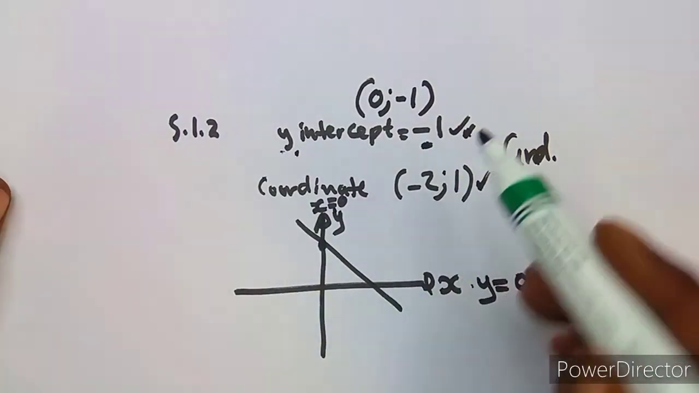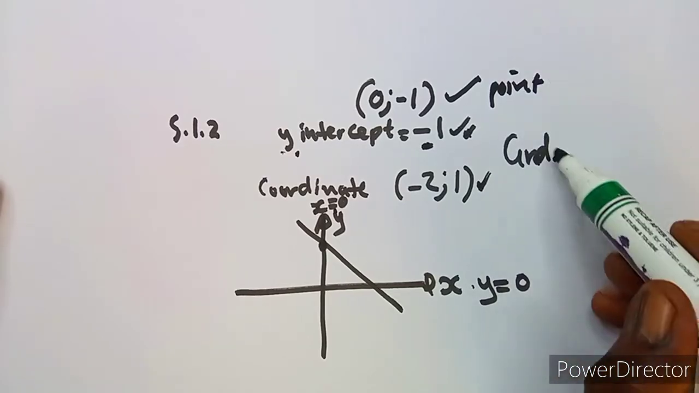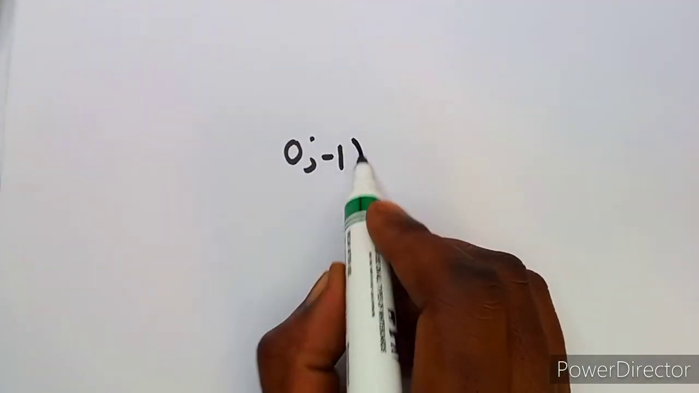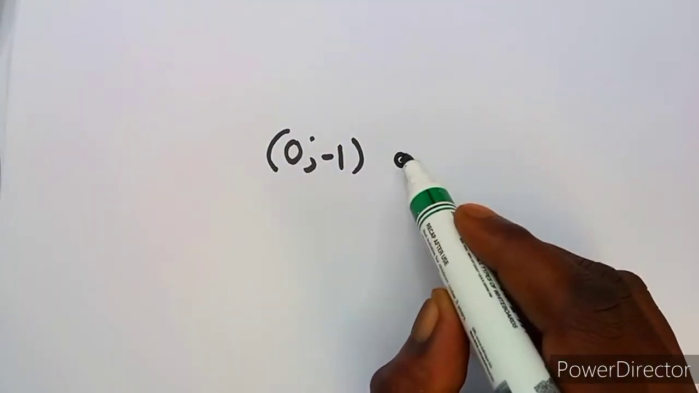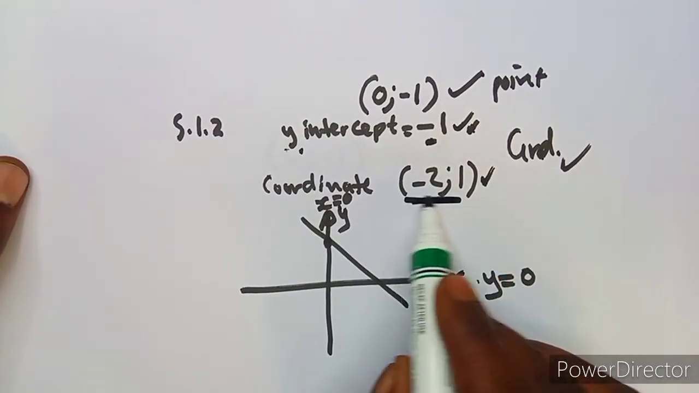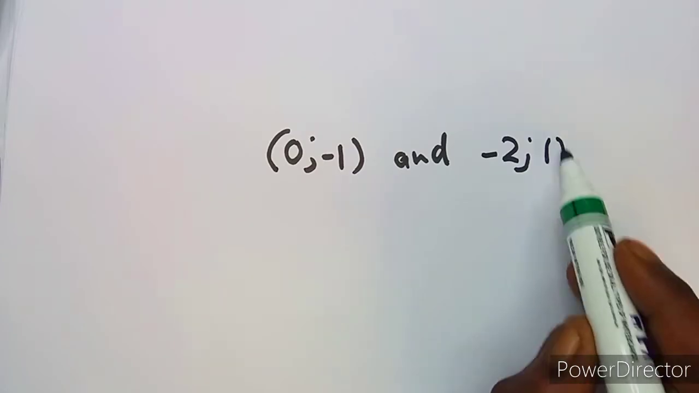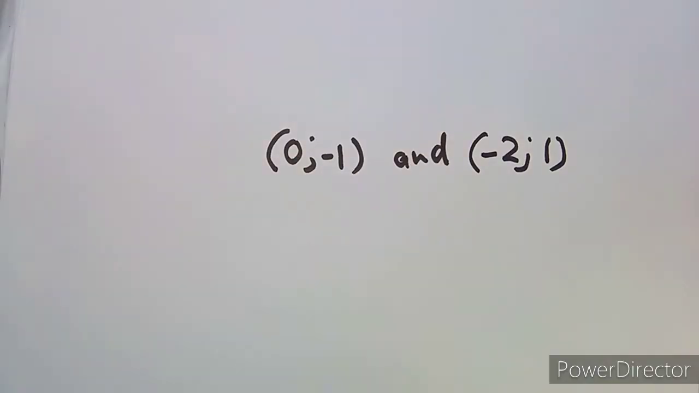So you are given 2 points. The y-intercept is a point, a coordinate, and there is another coordinate. You have to find the gradient using these 2 points, the y-intercept and the other point that you are given, which is the coordinate (-2, 1). So you are the one calculating this gradient.